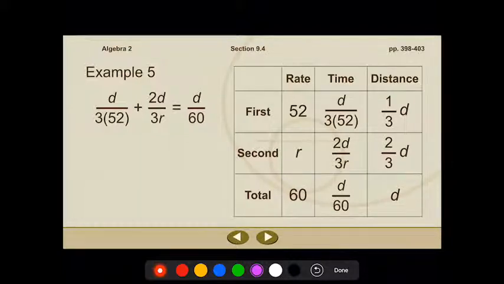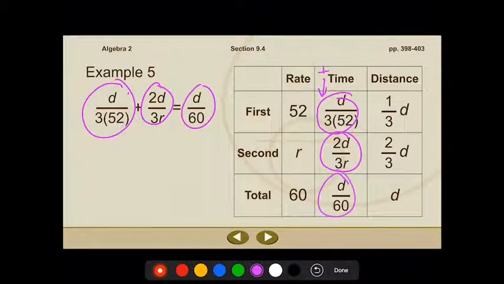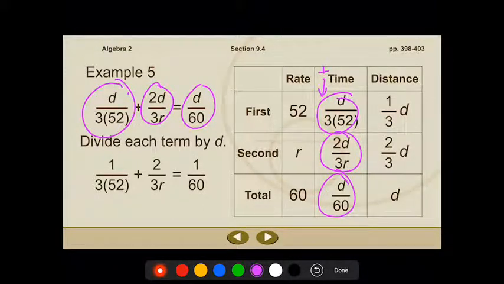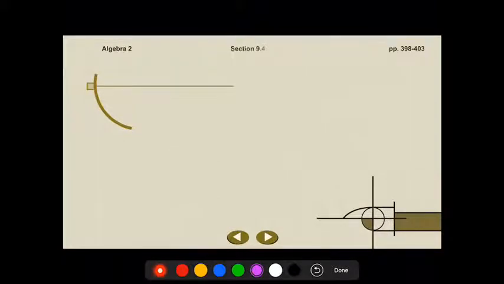Once again, using all of these pieces, in this case, you're taking the time and then you're adding it. You add going down, remember what I stated? Add going down. So the D and 3 times 52 is what they have right here. And then they have plus this piece right here is going to equal the distance over 60. So you divide each term by D. And by doing that, you're going to cancel out the D variables, get rid of the D. And then you're left with this fractional equation here that you just solve for R, just like we did on the previous problems. Find the least common denominator, get rid of your fractions, and then you're going to get your final answer. Okay? All right, so that is the lesson.